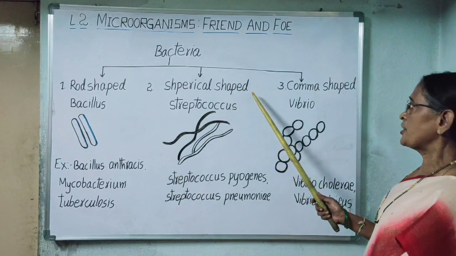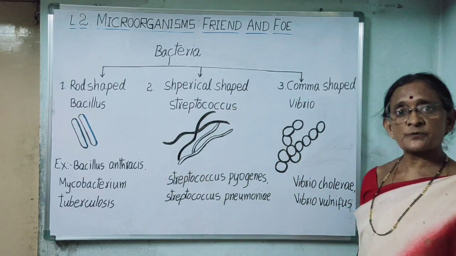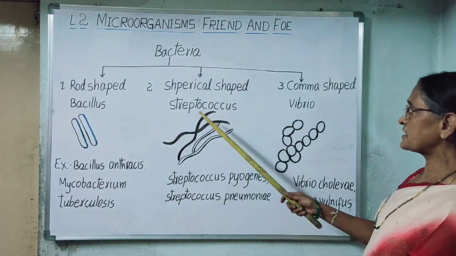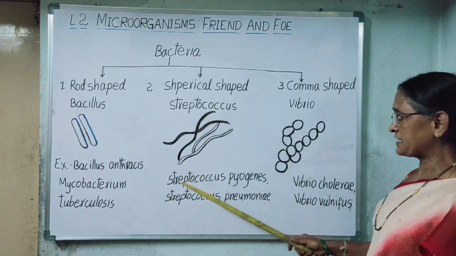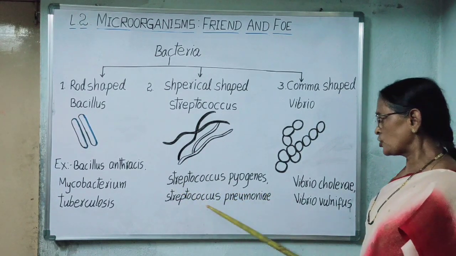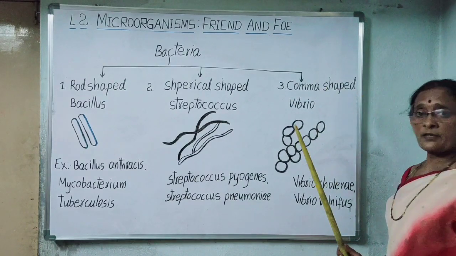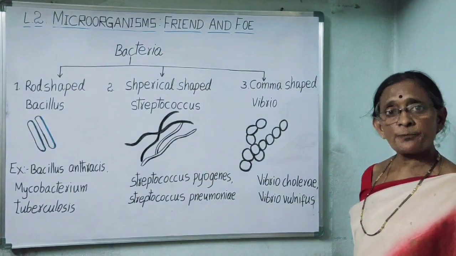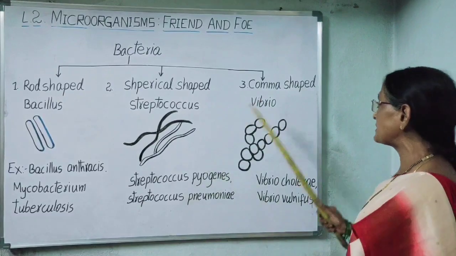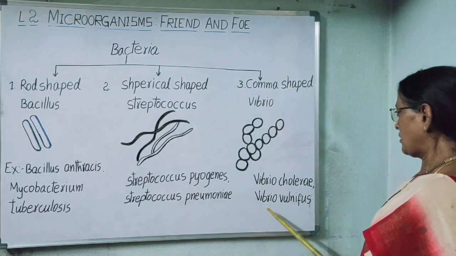Spherical-shaped bacteria. The bacteria which are in the shape of a sphere are called streptococcus. Examples: Streptococcus pyogenes, Streptococcus pneumoniae. Comma-shaped bacteria. The bacteria which are in the shape of a comma are called Vibrio. Examples: Vibrio cholerae, Vibrio vulnificus.